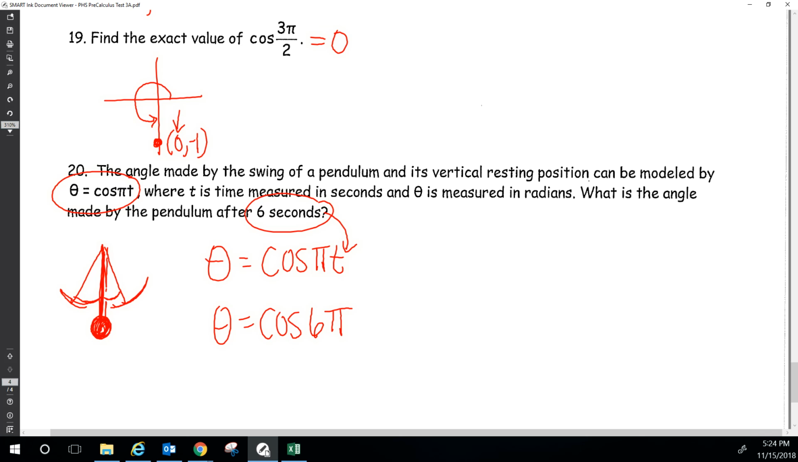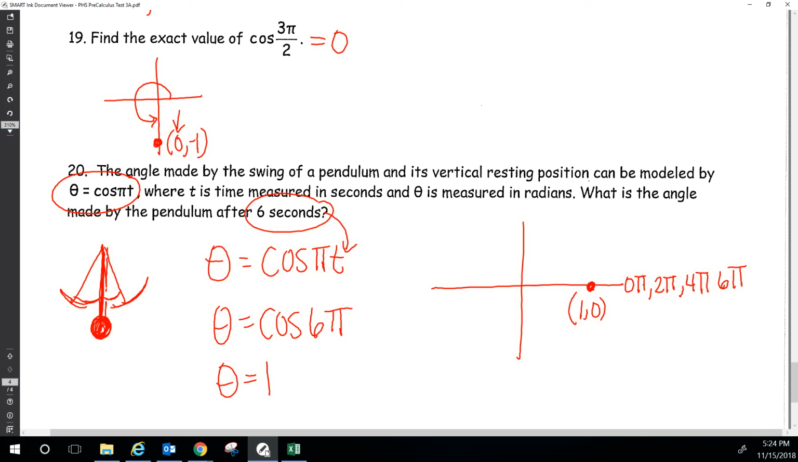And cosine of 6 pi, so here's my circle, right? This would be the point for 0 pi, or if I go all the way around one time, it's also the point for 2 pi, go around one more time, 4 pi, go around one more time, 6 pi. So this is my point for 6 pi. We know this point is 1, 0. Cosine at this point is my x value, so the cosine of the angle there would be 1, where 1 is measured in radians. All right, so that's number 20.